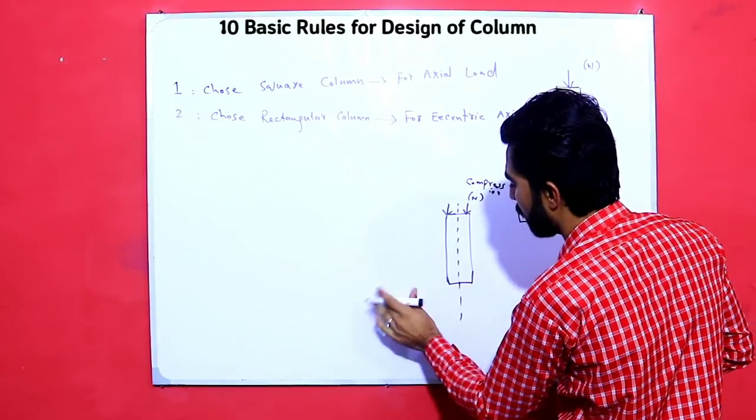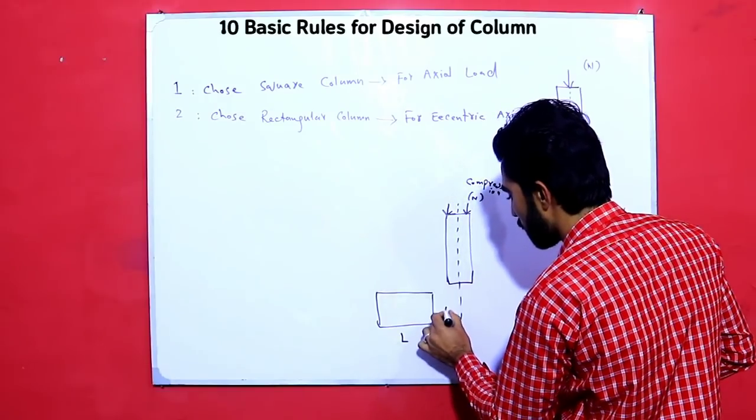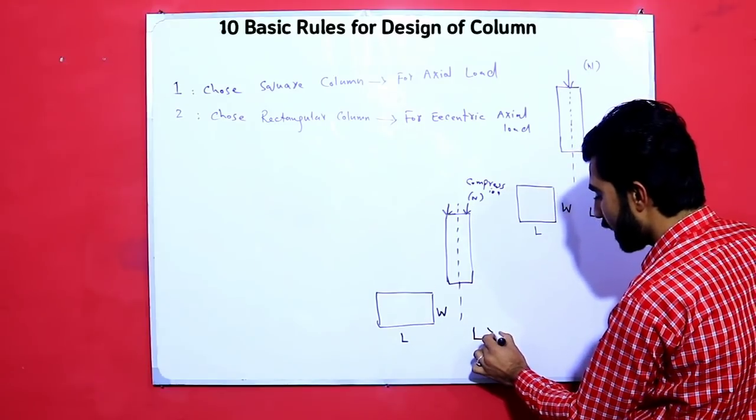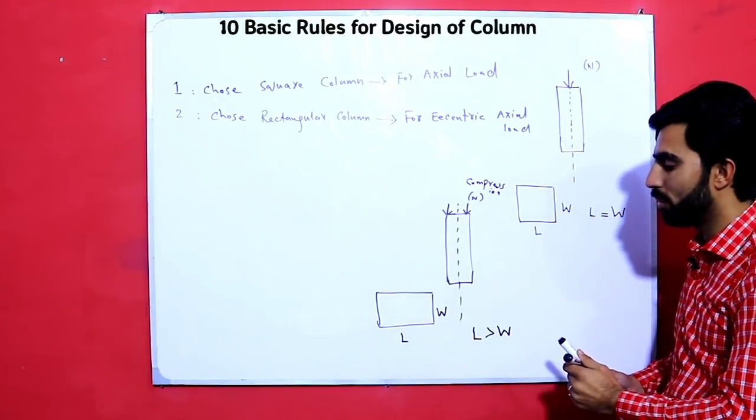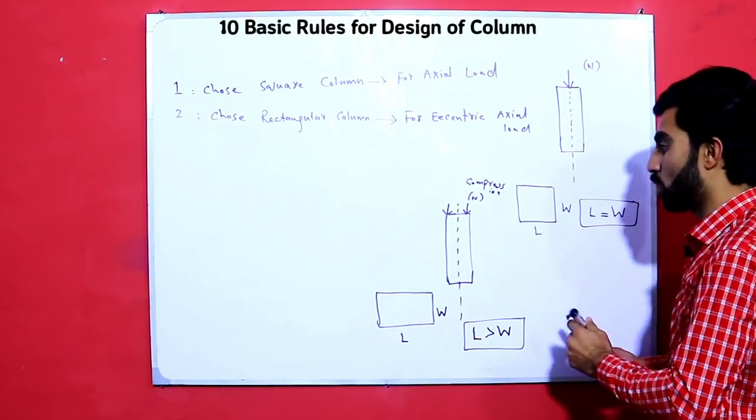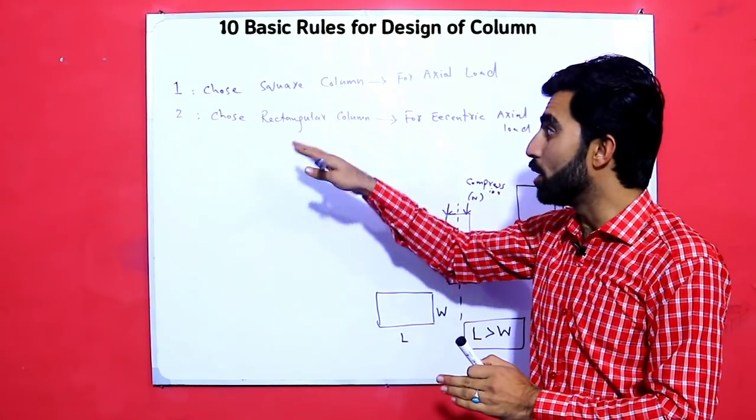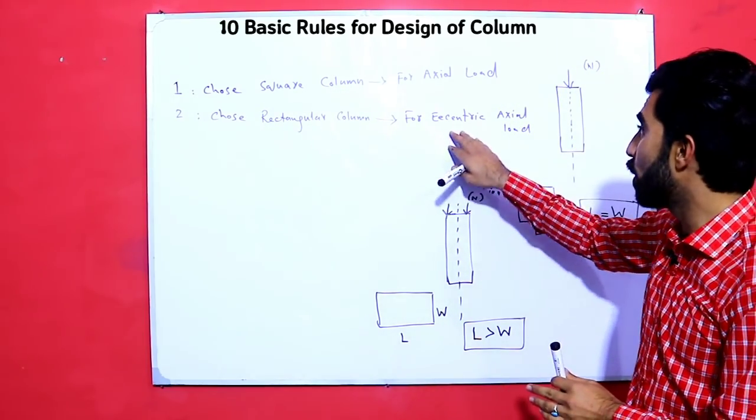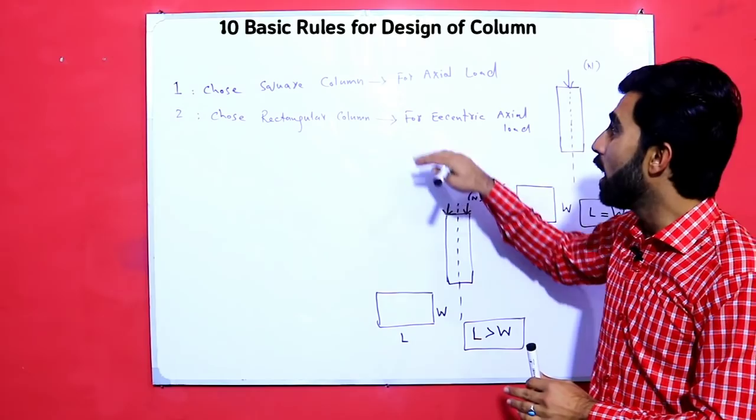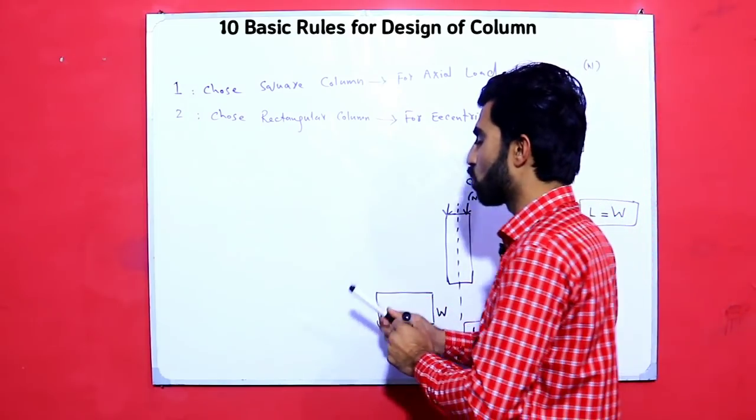in this case select rectangular column. So this is the second basic rule, meaning this is L and this is W, meaning length should be greater than width of the column. So remember these two basic rules in RCC column, where you can select square column and where you can select rectangular column. Rectangular column for eccentric axial load, when load does not come on the center of the column, and square column when the load comes on the center. So this is the second basic rule.